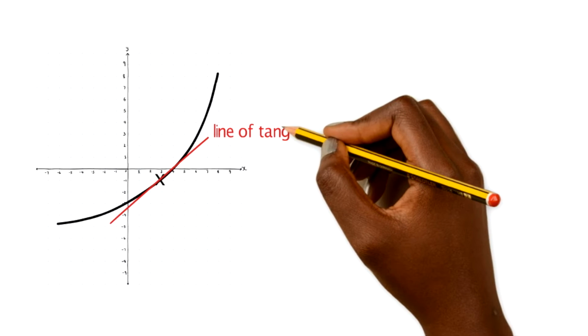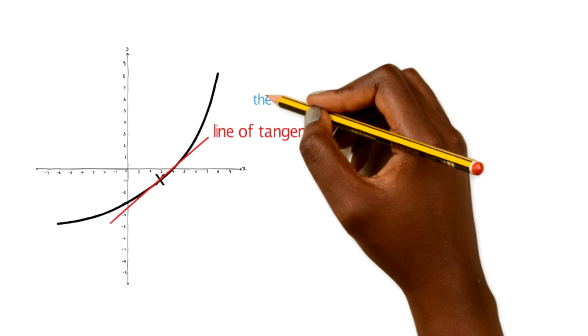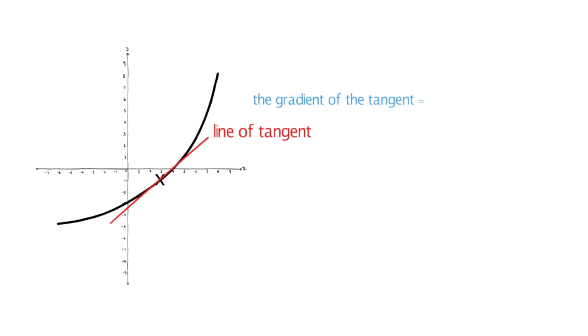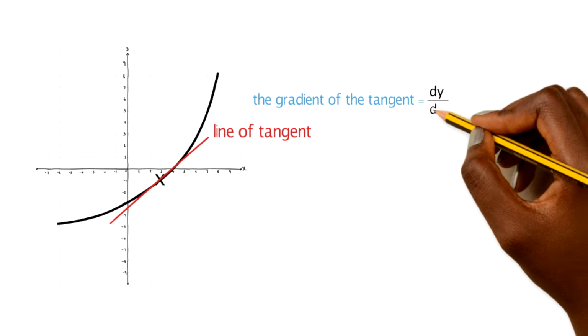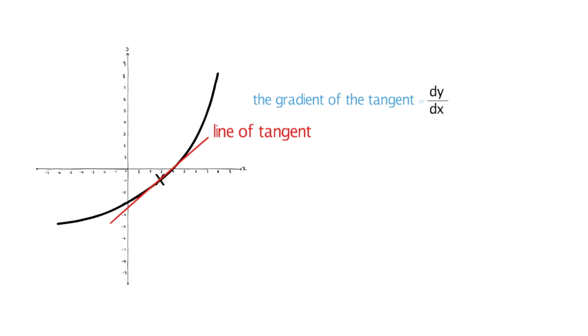So first but not least, if we have a graph and a curve, and a point on this curve with a line intersecting it, we call that our tangent, because remember, a tangent is the line that touches the curve. The gradient of a tangent for the curve is the same as the gradient, the dy by dx of the curve. This is really important to remember.